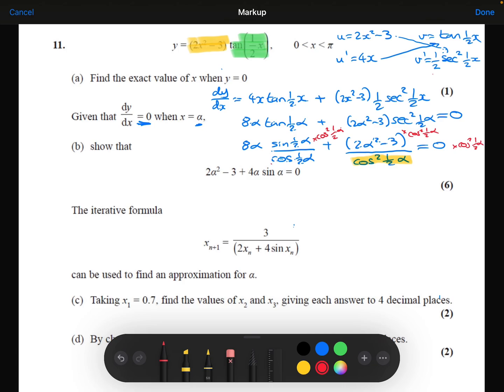So the first term is going to cancel with one of those cosines. So I would get 8 alpha sine half alpha cos half alpha. The second term, this cos squared here is going to cancel with this cos squared completely and just leave me with the numerator, which is 2 alpha squared minus 3. On the right hand side, the 0 times cos squared half alpha will just be 0.